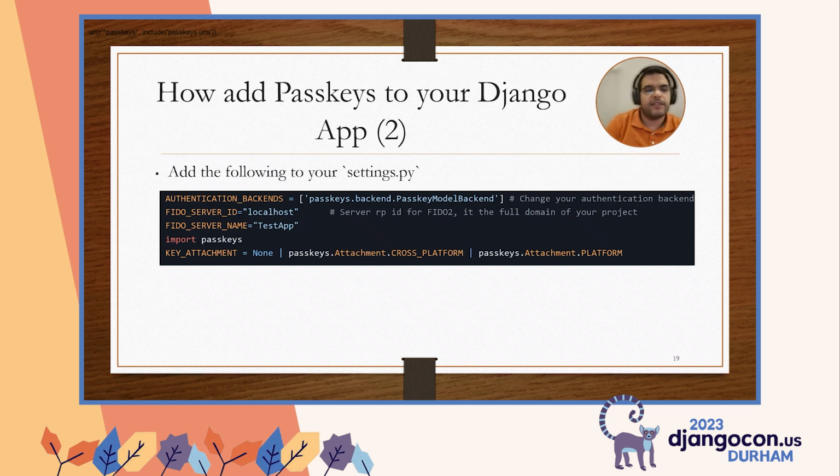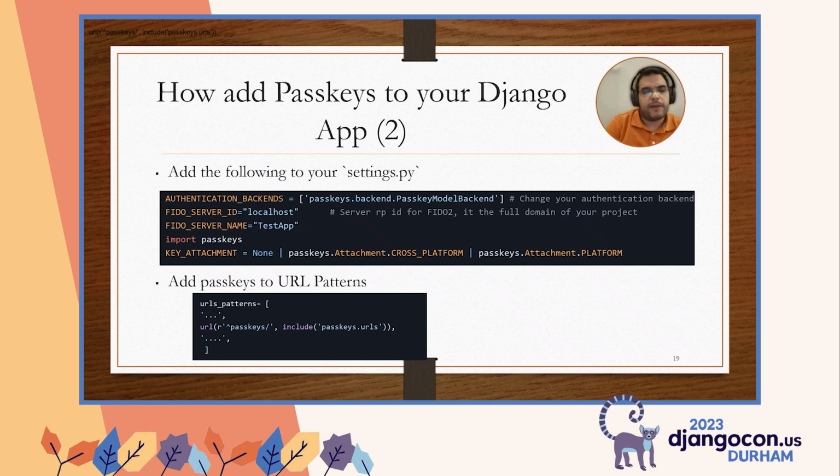Then you need to provide the domain where your website is hosted. Then you need to provide the server name, which is a user-friendly name for the website to be identified on the authenticator. Next, you need to identify which type of authenticators you are going to use. Are you going to use roaming authenticators, which are cross-platform authenticators like security keys as they roam between devices, or do you want to use platform authenticators like Touch ID and Windows Hello? Then you need to add the passkeys to the URL patterns.